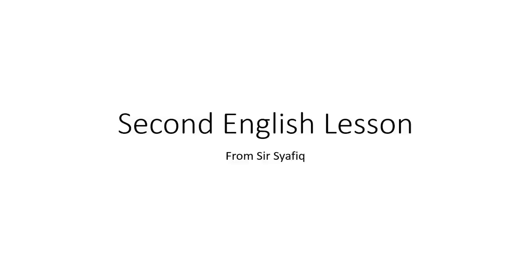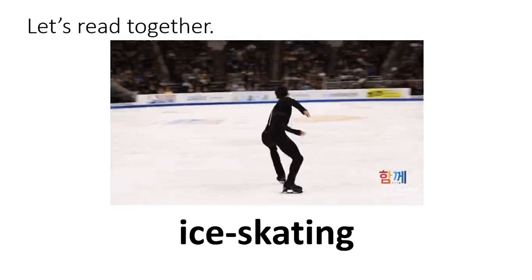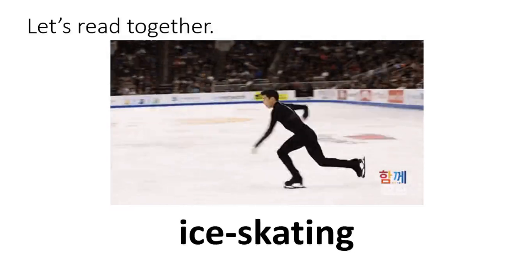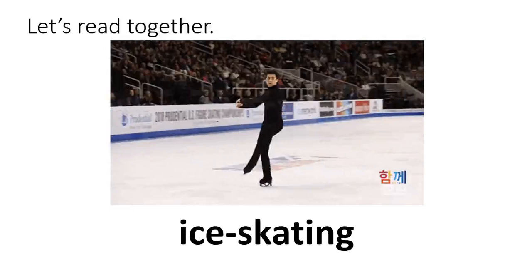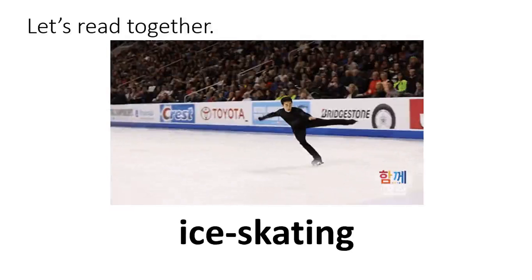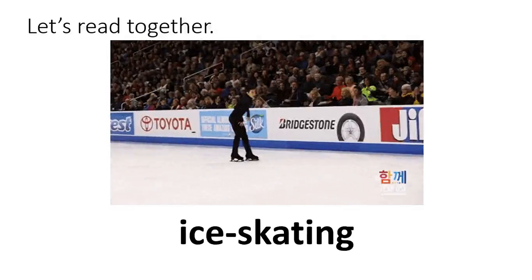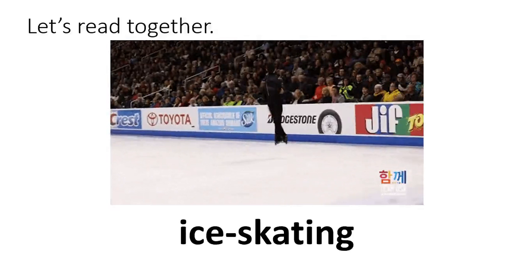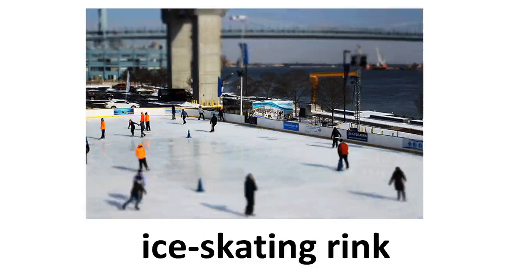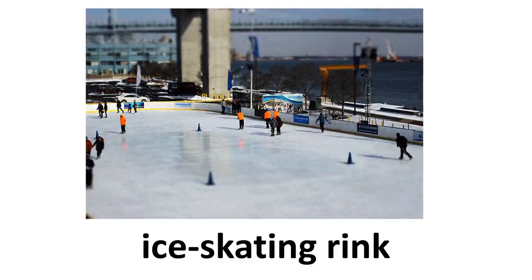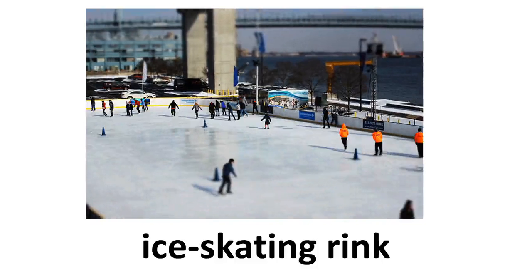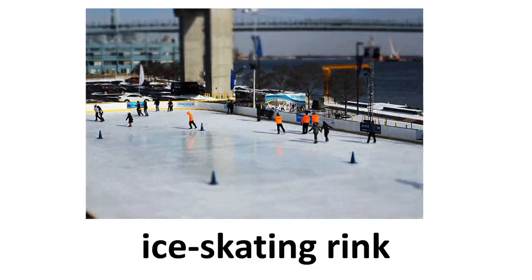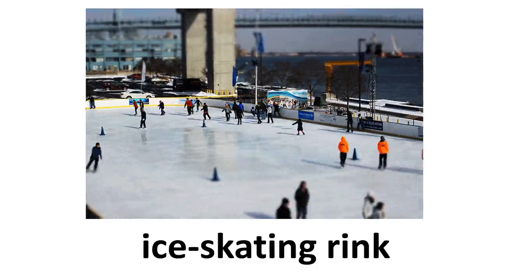Okay, before we start our lesson, let's practice our vocab. Please read together with me, okay? Number one, ice skating. See the man? He is ice skating. Next one, ice skating rink. Ice skating rink is the place where you go to ice skate.